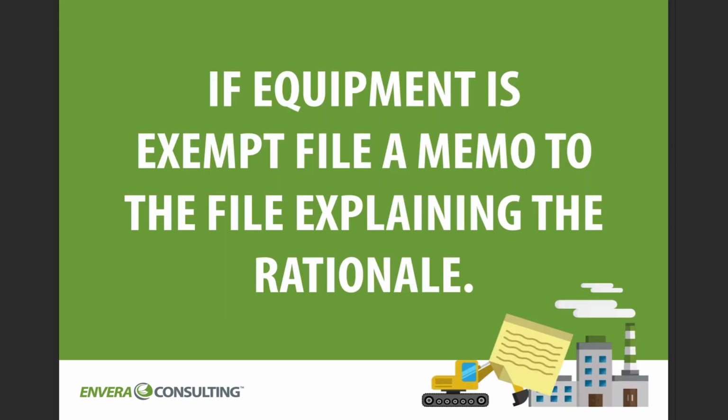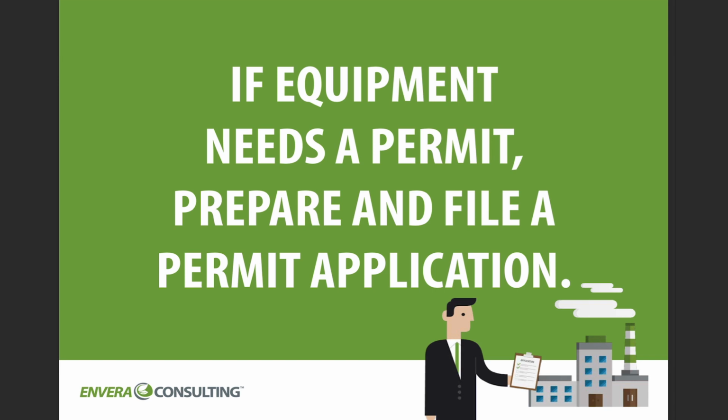Now, if you find that a piece of equipment is exempt from permitting, you're actually required under Rule 219T to have documentation on hand explaining the exemptions. So it's best to create a memo to the file explaining the rationale taken to determine that this piece of equipment is exempt from permitting or it's not. Now, if the equipment needs a permit, then you want to go ahead and prepare and file a permit application that will get submitted eventually to the AQMD.